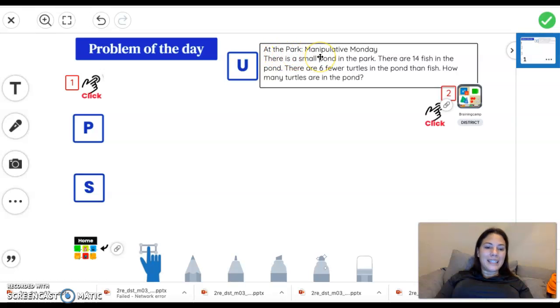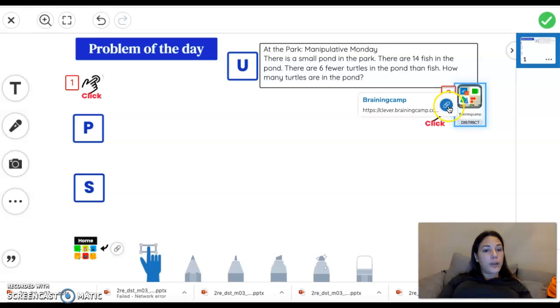At the park, manipulative Monday. Manipulative is something that you can move around. So in the classroom, we have our manipulatives, which are like the linking cubes. You that are at home, you have braining camp, and that's where you can use the manipulatives to solve your word problem. Remember that the word problem is going to stay the same. The only thing that I change are the numbers so that you can practice solving the word problem on your own after you see me solving the word problem.